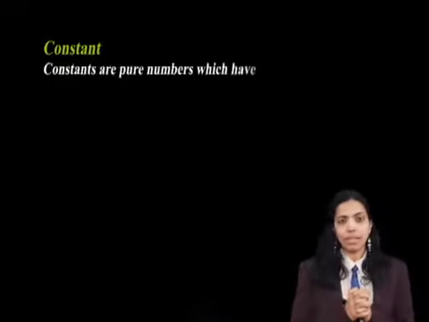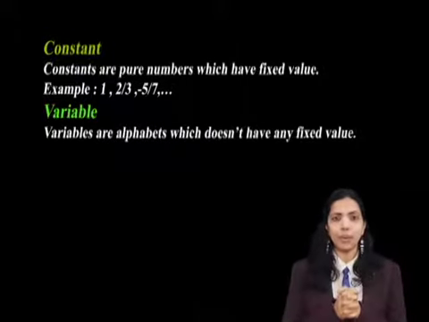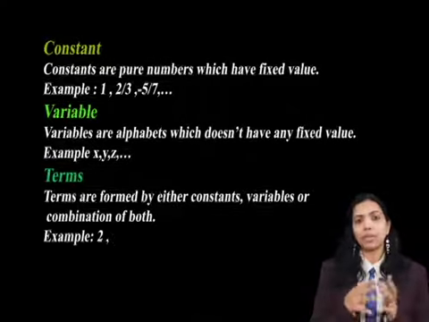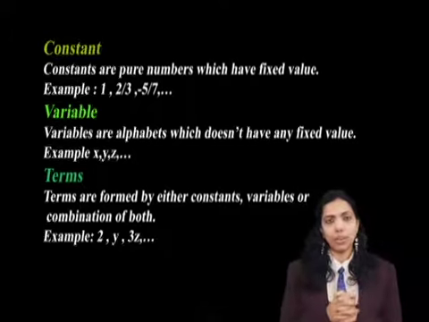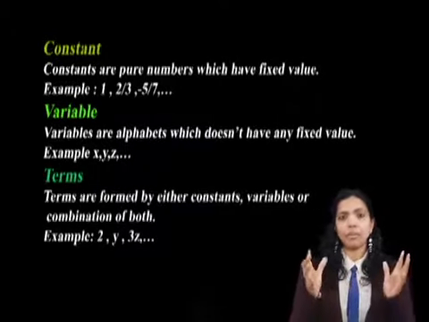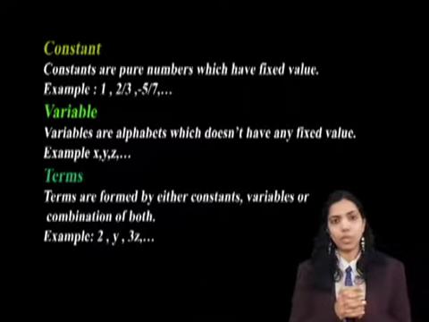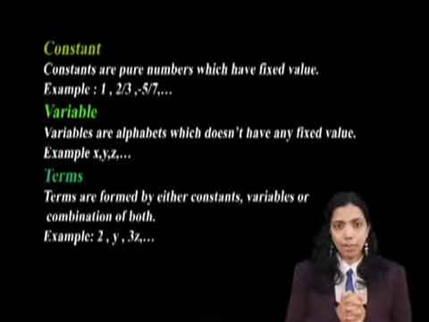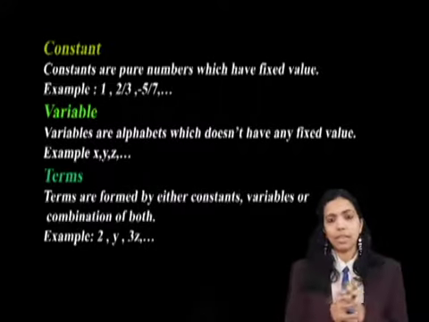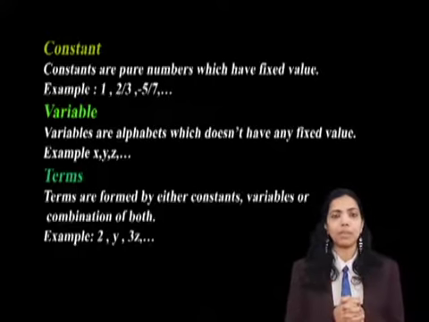What is a constant? The constants are pure numbers which have fixed value. We can denote it as 1, 2, 3 or the rational numbers 2 by 3 or minus 3 by 4 and so on. And the next one is variable. Variable means, from the word itself, it's clear: the value of the variable keeps on changing. So variables are alphabets which don't have any fixed value. We can denote them by a, b, c or x, y, z, etc. Any alphabets can be used to denote the variables.